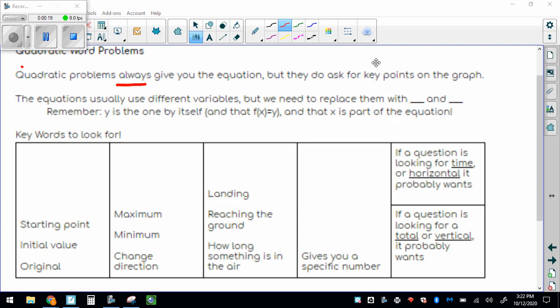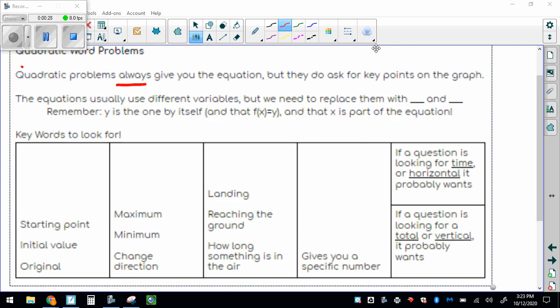So the vocab that we learned in 4.1 is going to be really important, right? The vertex, the axis of symmetry, concave, y-intercept, x-intercept, roots, all of that stuff. All right. So the equations usually use different variables, but we need to replace them with x and y. So reminders, y is the one by itself, so you probably want an equation that says y equals. X is going to be part of the equation, right? So your x will be on the right-hand side.